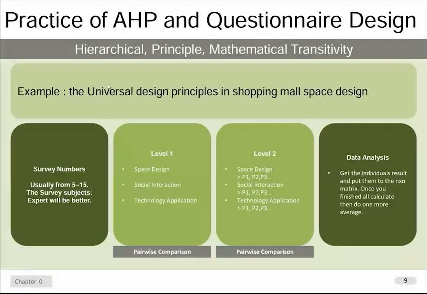Okay, so now let's talk about how to deal with the questionnaire. Usually for the survey numbers, which means the respondents, we will take around 5 to 15. And in your case, probably you don't know so many people in the school or in the industry. So I would say just take 3 or 4 will be quite enough, right? And experts will be better. Don't choose regular people like your classmates. Probably this doesn't work. But if you want to do more, yeah, you can do that.